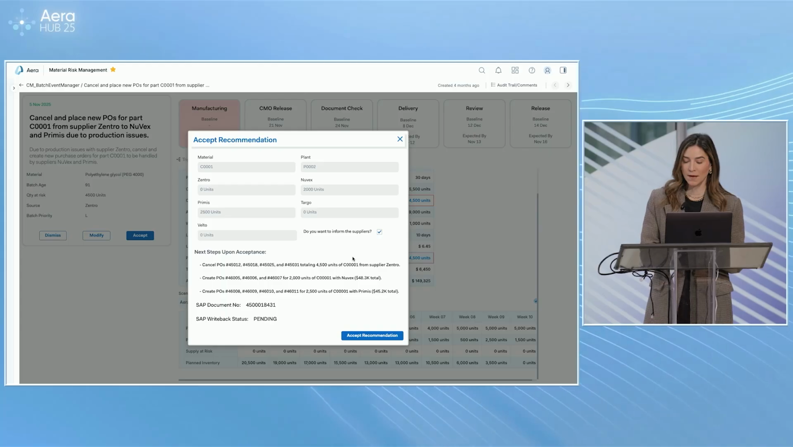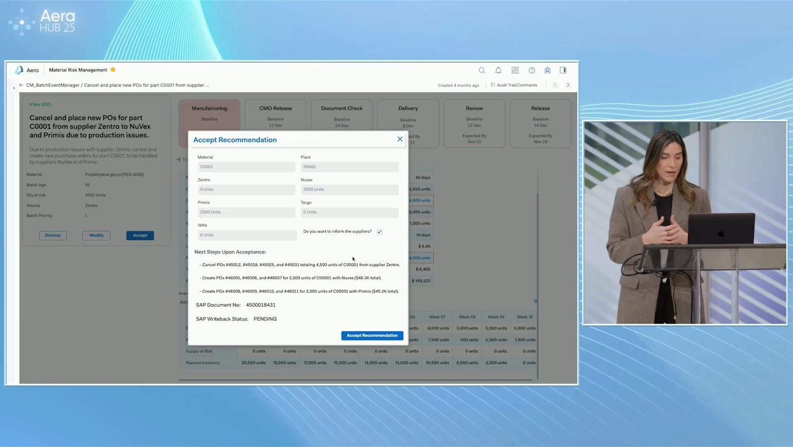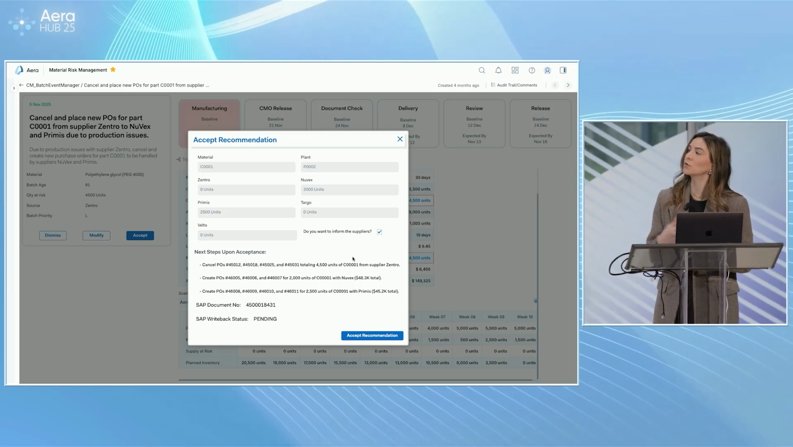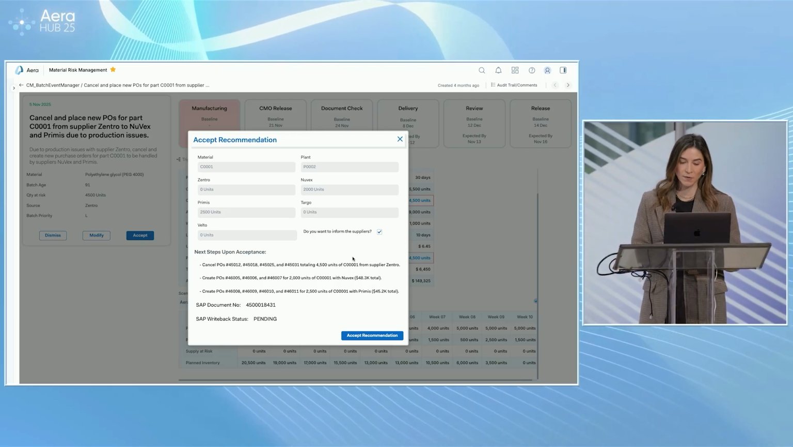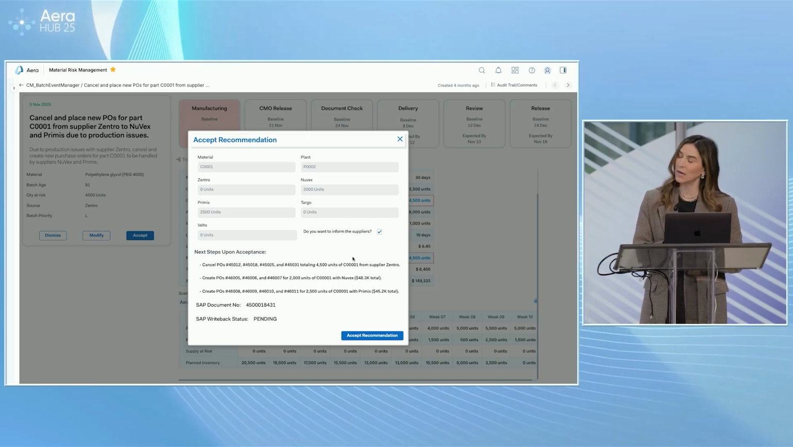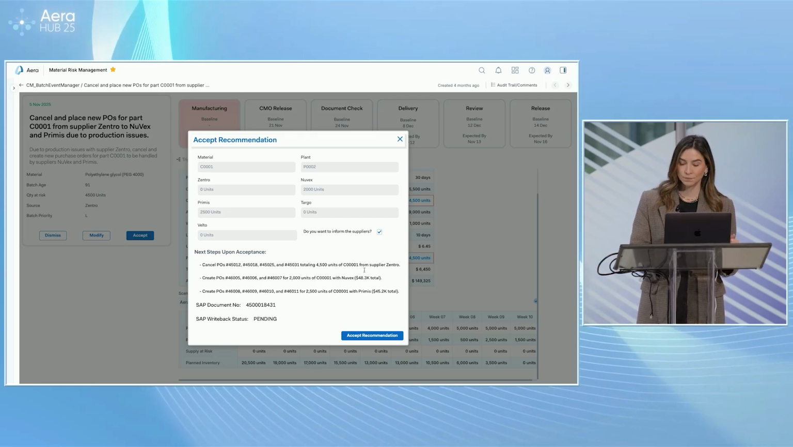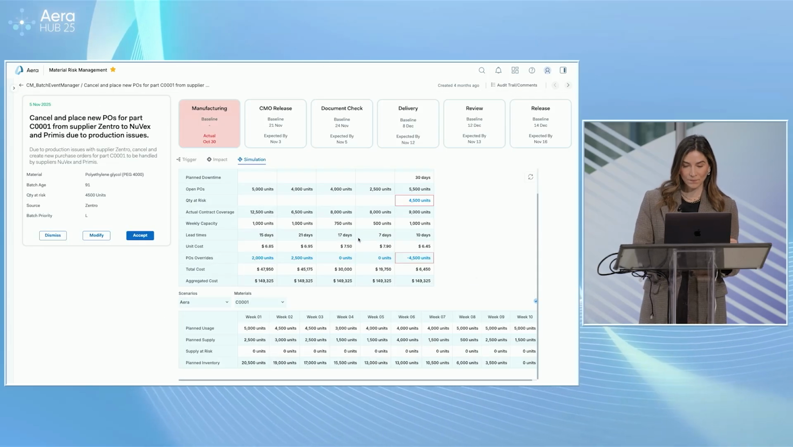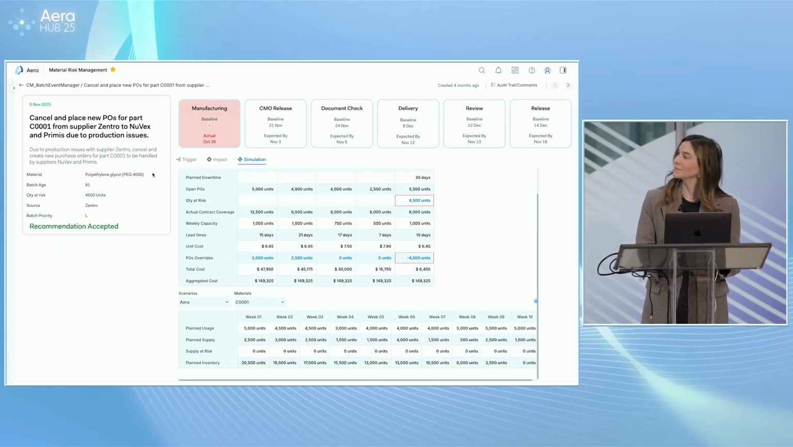And you accept it like you did before? Yeah, so we hit accept, and the same flow. We can cancel any relevant POs, create the new POs for the additional amounts that we're now ordering, and that is all going to go through directly to my ERP. So let's do it. Okay. There we go. Done. Indeed.